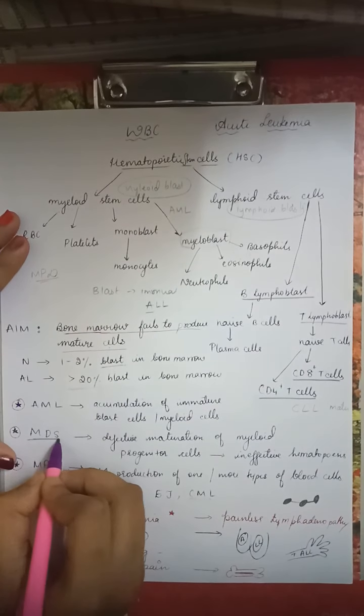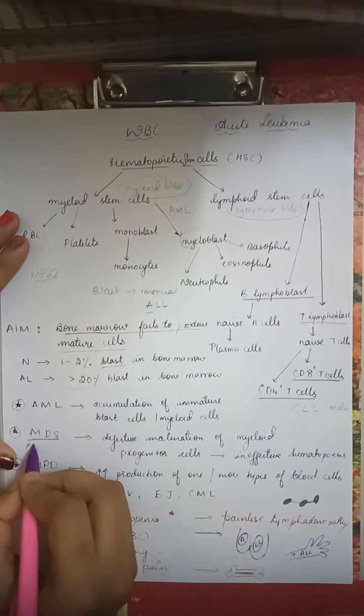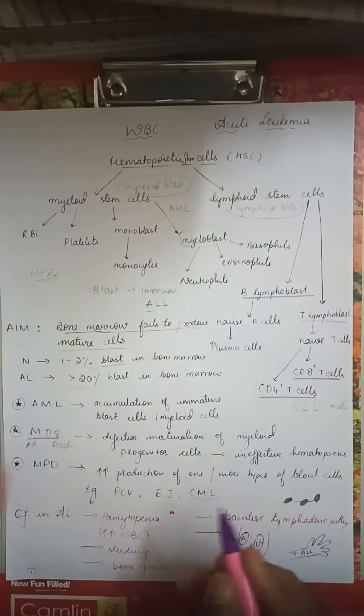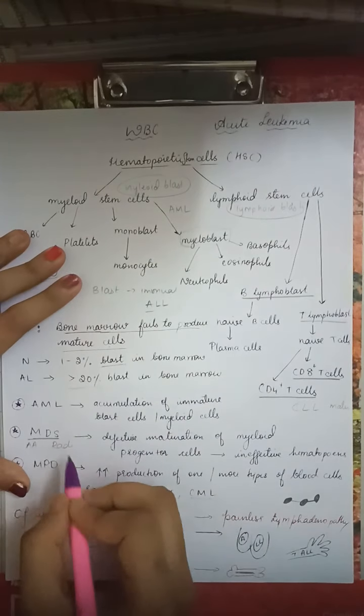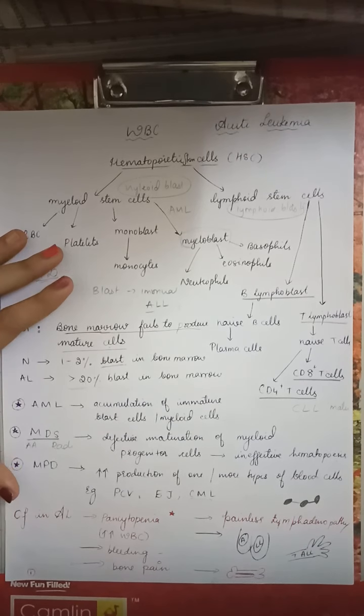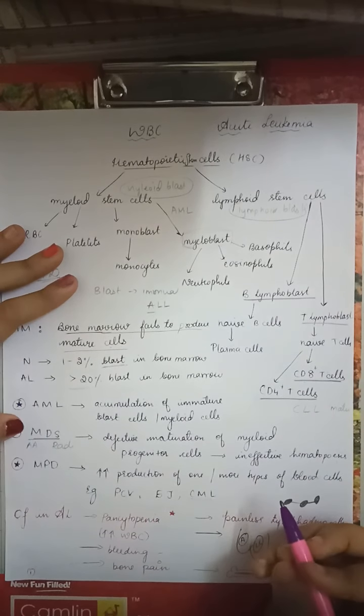And MDS is mainly caused because of alkylating agents or radiation, because of which the normal cells will not mature. For example, by usage of drugs like cyclophosphamide, and many other drugs like topoisomerase 2 inhibitors, for example etoposide, many drugs are associated with MDS.